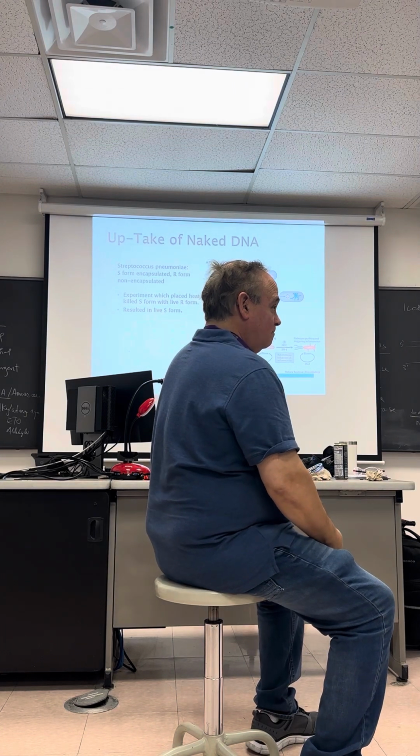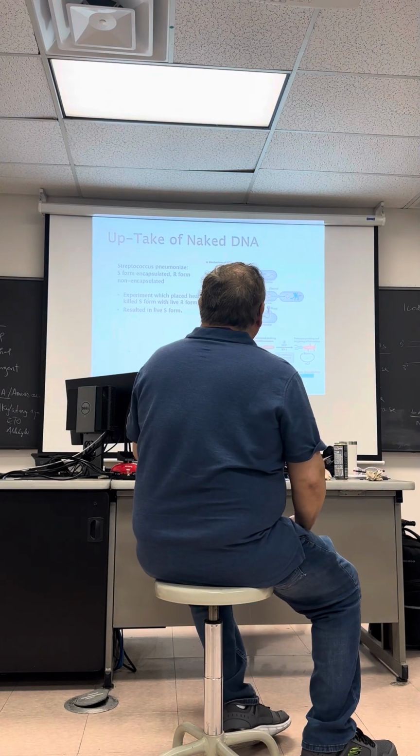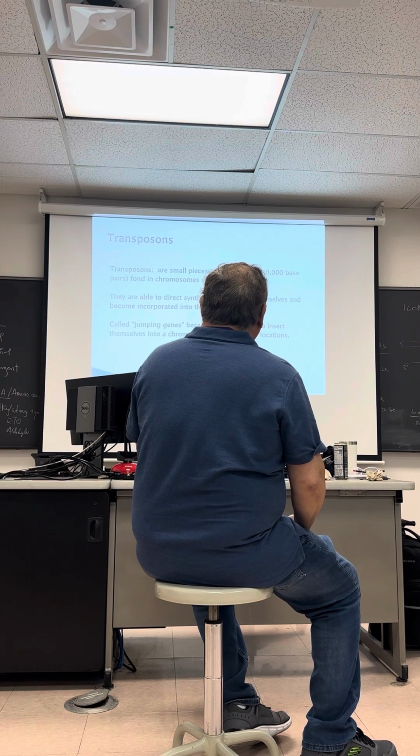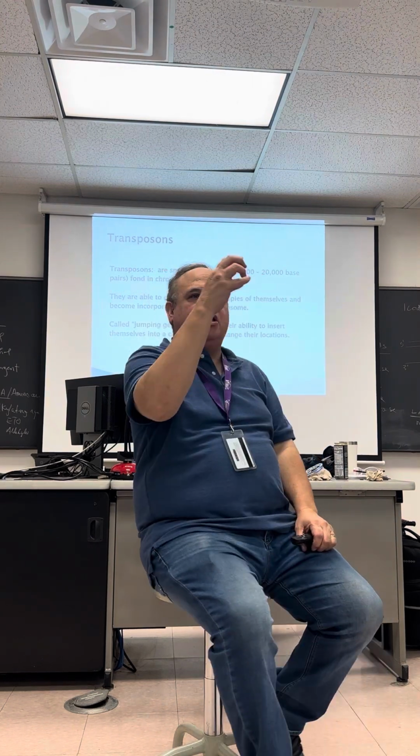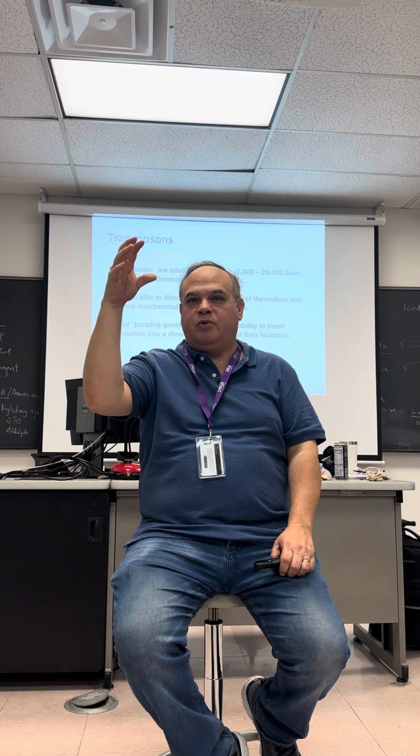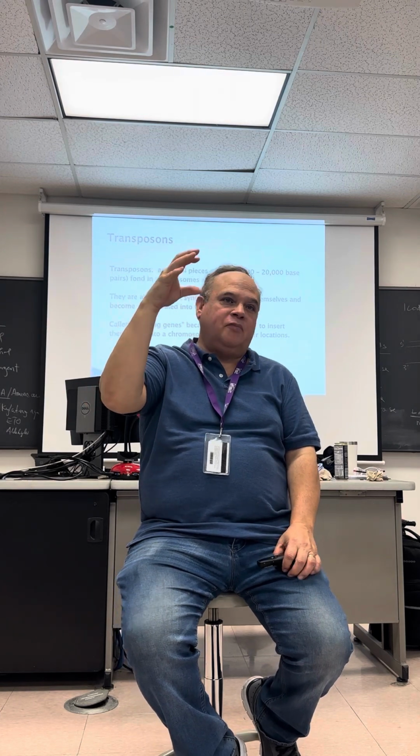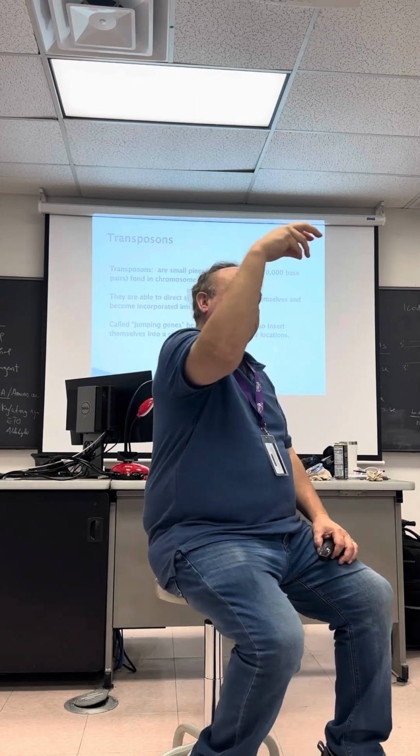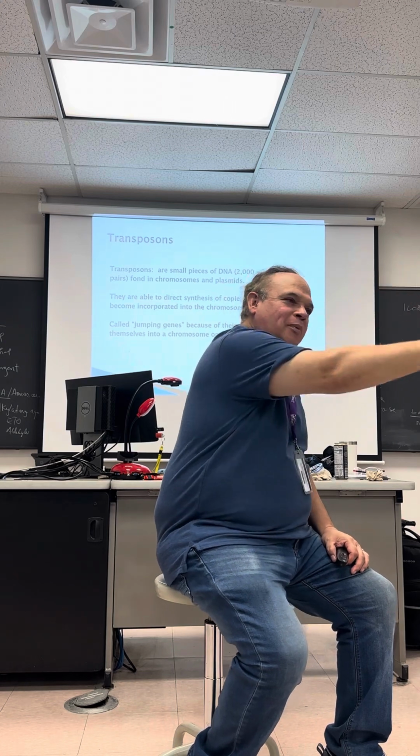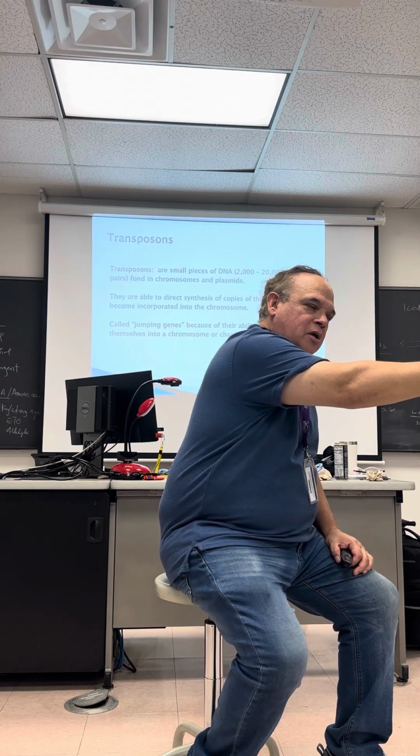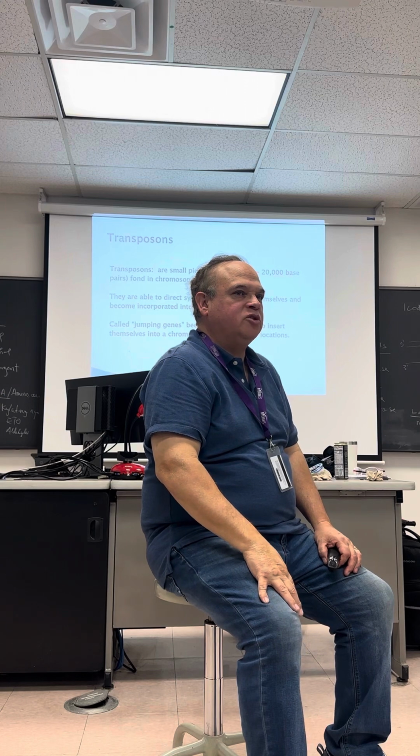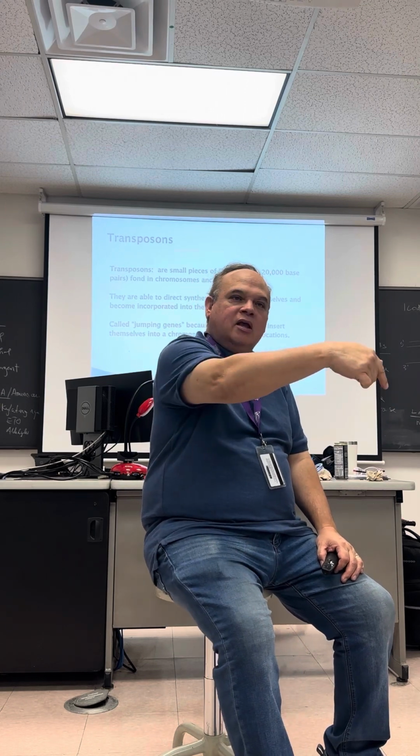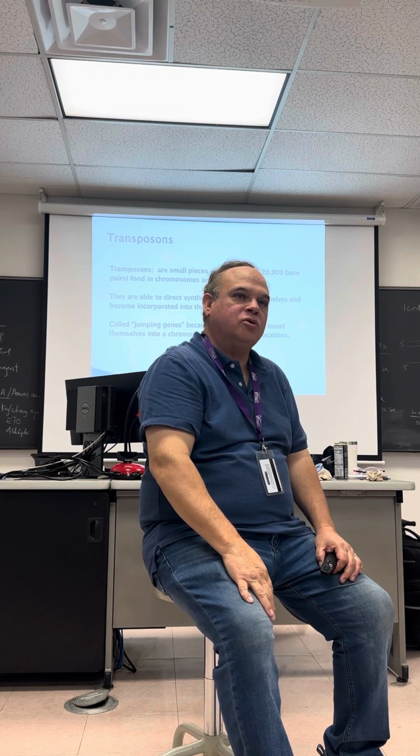Isn't that cool? Okay. So transposons are little pieces of DNA. They can be plasmid, they can be lots of different parts. But if we think about that, these things can actually be put into the chromosome. So we call them jumping genes, transposons, real small pieces of DNA. They can become part of the chromosome.